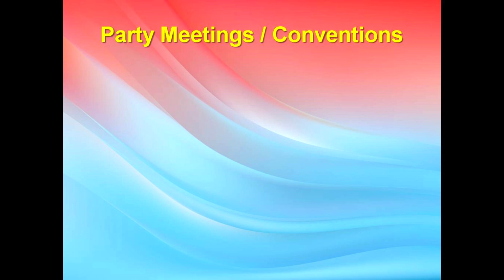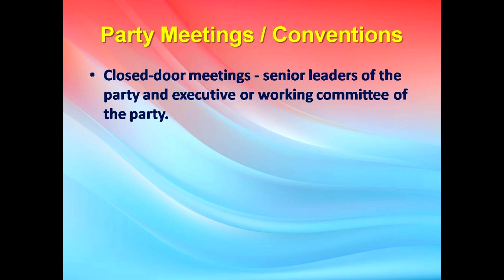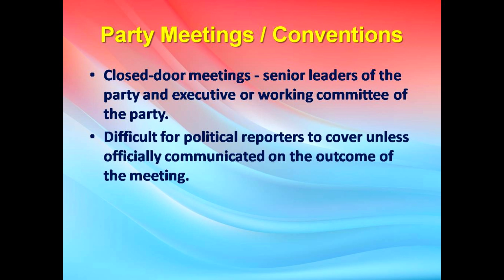Party meetings or conventions. Now, when I talk about party meetings, all meetings are not open to the media. All meetings are not open to the public. There are certain closed door meetings. And when we talk about closed door meetings, there can be senior leaders of the party and the executive or working committee of the party. So these closed door meetings are held only between the executive officials of the party. And it is difficult for political reporters to cover them unless officially communicated on the outcome of the meeting. Because when you're holding a closed door meeting, it is very difficult for a political reporter to get access to what the discussion has been.